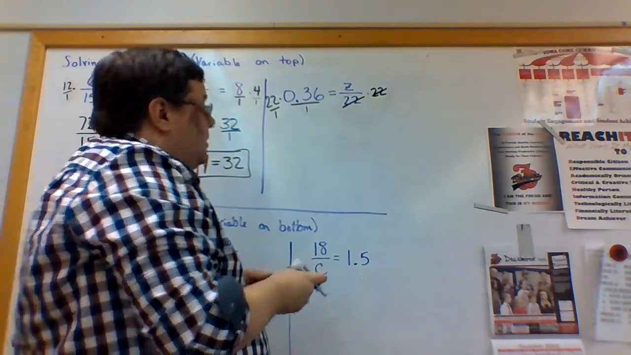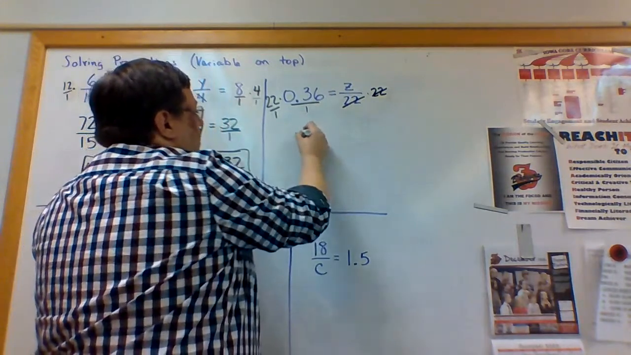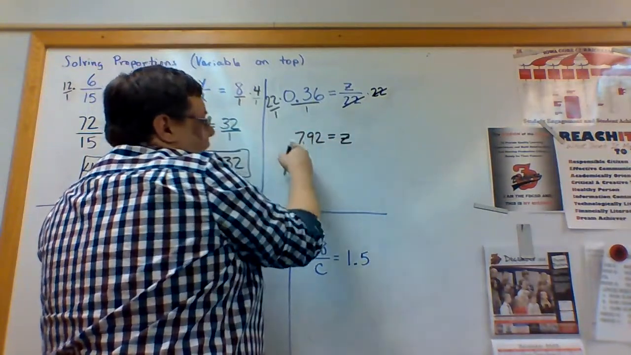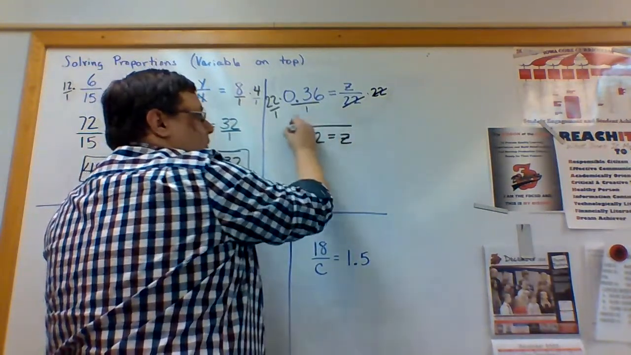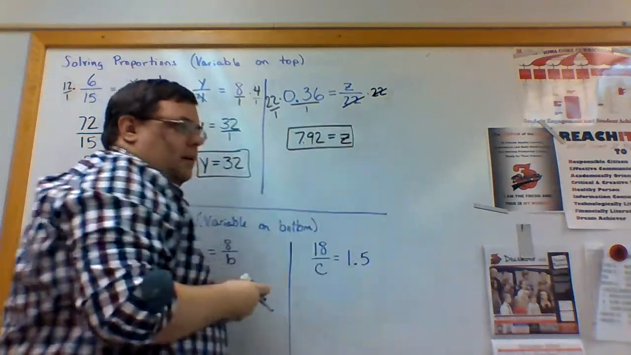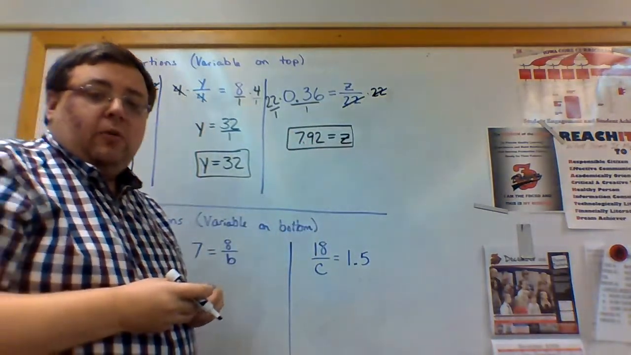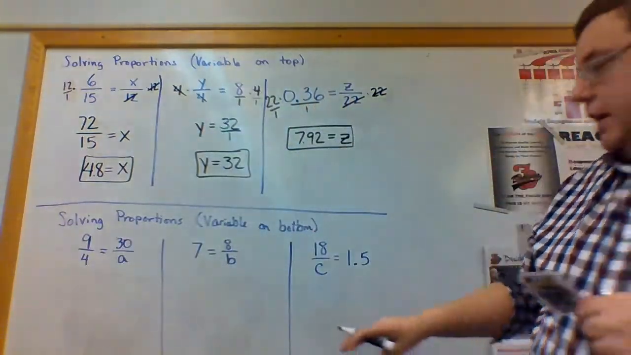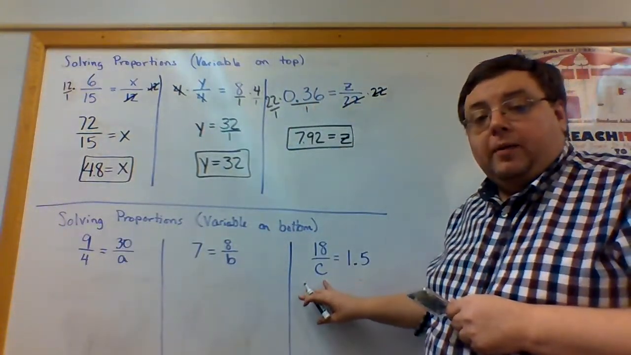And I get 7.92. And if you want to say divide by 1, that's fine, but you don't need it. Okay, so that's how you deal with it when the variable's on the top. The rest of these problems all have the variable in the denominator or on the bottom.